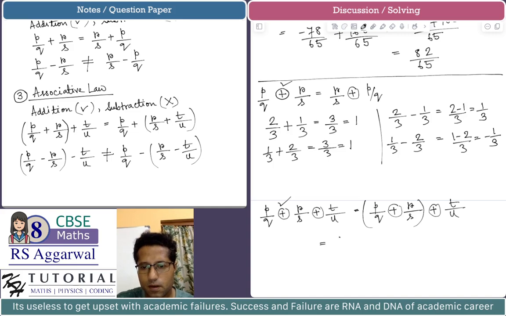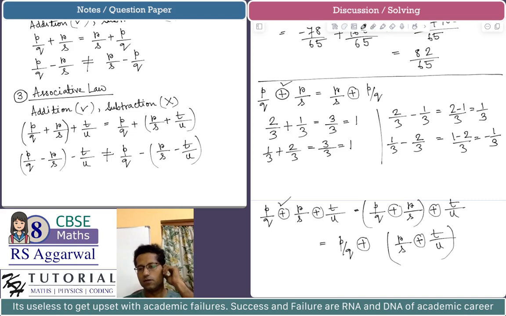This will also be equal to: if you first apply the operator on the second and third rational numbers, that is r by s and t by u, and then with this result you apply the operator with p by q, this will be the same.